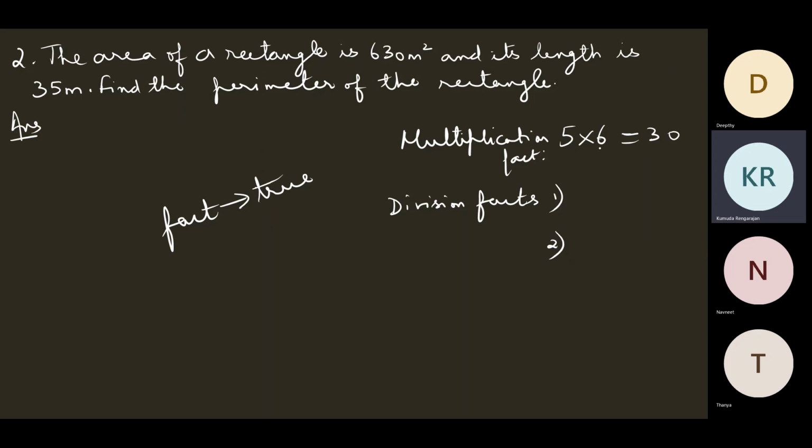So is this true? 5 sixes are 30. Yes, ma'am, it's true. It's a multiplication fact. We all understand that? Yes, ma'am. Now the two division facts. I'm going to write two division facts using this multiplication fact. 30 divided by 6 is equal to 5. 30 divided by 5 is equal to 6. Correct? Why do you take this long to acknowledge, children? Yes or no? Yes.